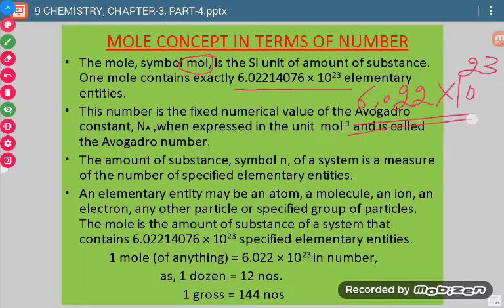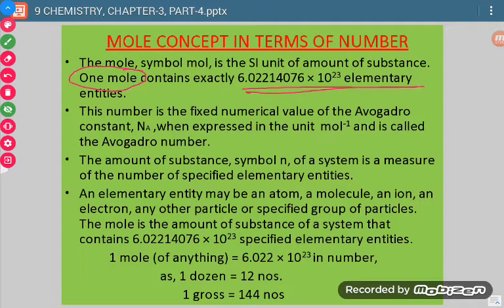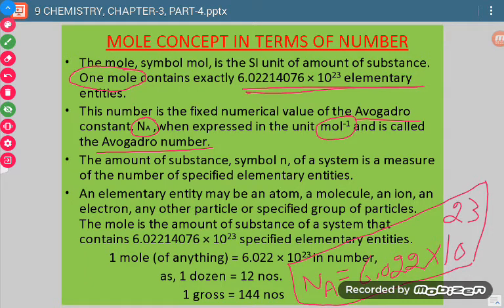Okay, so this is a very big number, a very large number. So it means if we have 1 mole of any substance, then we have these many particles. Now this number is the fixed numerical value of the Avogadro constant. The Avogadro constant is denoted by NA, its unit is mole inverse, and it is called the Avogadro number. So if a question comes asking what is the Avogadro number, then what you will say? The Avogadro number is denoted by NA, and it is equal to 6.022 into 10 raised to the power 23. This way you will write.